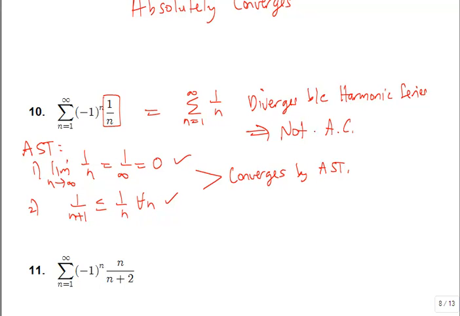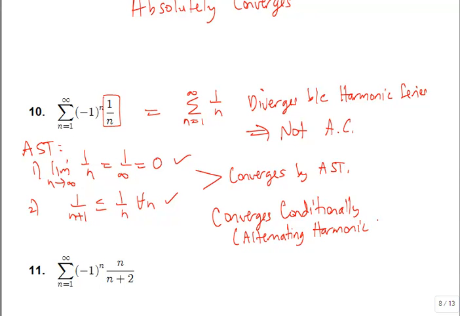It didn't converge absolutely, but it does converge conditionally. So this converges conditionally. And again, this was called the alternating harmonic series. So with that -1 to the n in there, it does make it converge. But without it, it will diverge.